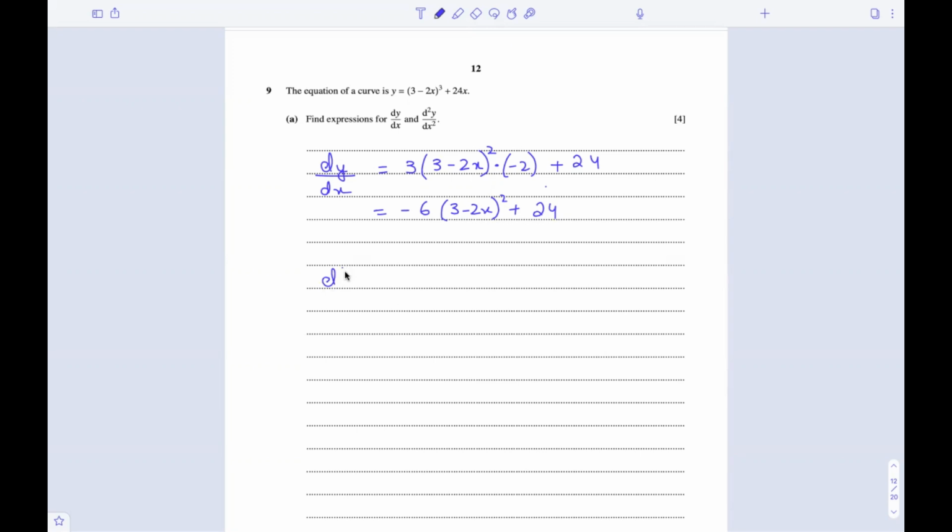For the double derivative, we will differentiate our dy/dx. So we'll get minus 12 into (3 − 2x) to the power 1, multiplied by minus 2, and this 24 will become 0. So we'll get 24 times (3 − 2x), or 72 minus 48x.